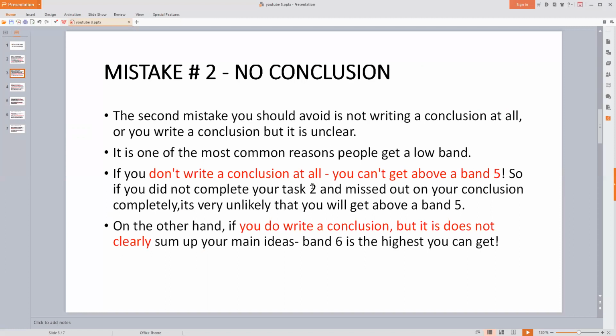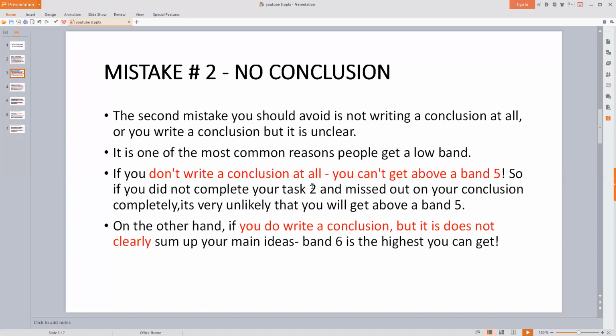So what about the other situation? Let's say you do write a conclusion, but it's not very clear. Remember the main purpose: your main ideas should be clearly summed up. Whatever 2 or 3 main ideas you have, there should be a summary. The conclusion is like a small summary of your main ideas. But if you do write a conclusion and it's not clear, then you can't get above a band 6.